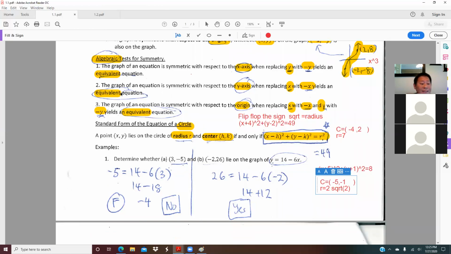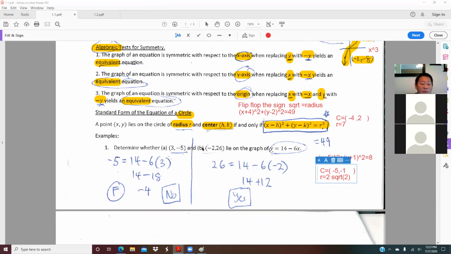Okay, now we look at some examples here. Determine whether these coordinate points lie on this graph. How do we figure out if they are on the graph? You substitute your x and y into your equation. So your x in this case is 3 and your y is -5, and you figure out if they are equal or not. When you plug in 3 and -5 here, you find out this is -4, and -4 is not equal to -5. That means this point doesn't lie on the graph.